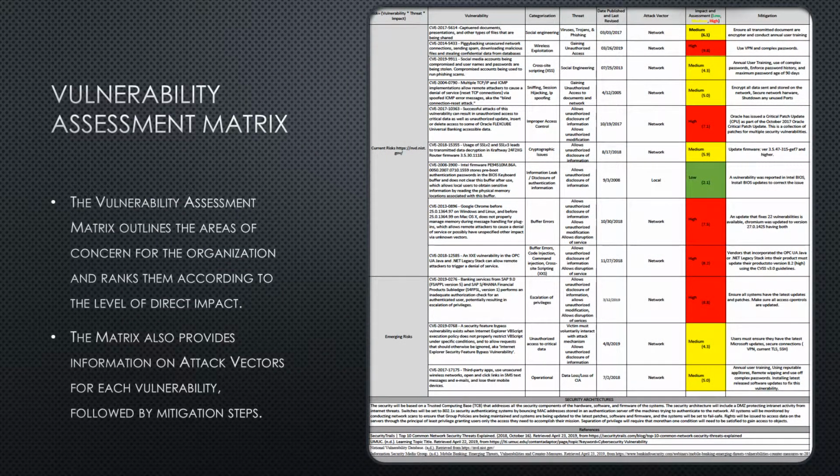It is important to have a vulnerability assessment matrix in place within any business or organization to provide a quick reference of what are potential risks and how to combat them. The vulnerability assessment matrix outlines areas of concern for the organization and ranks them according to the level of direct impact. The matrix also provides information on attack vectors for each vulnerability, followed by mitigation steps.